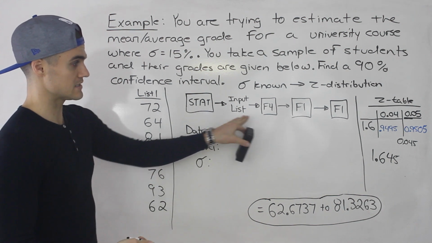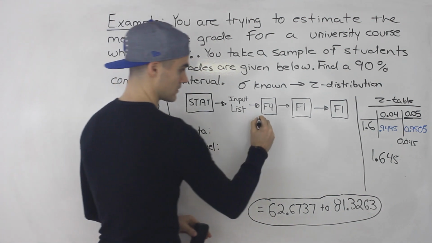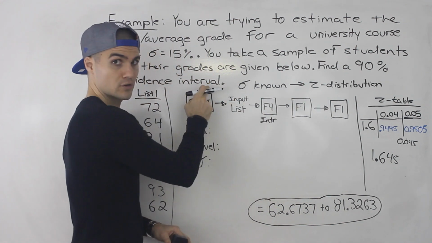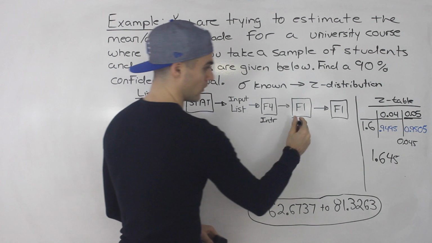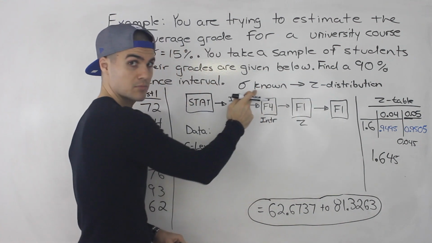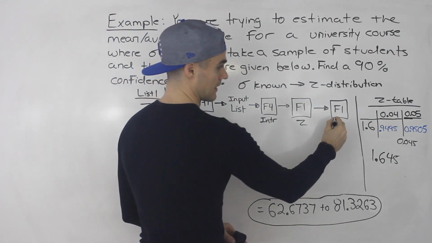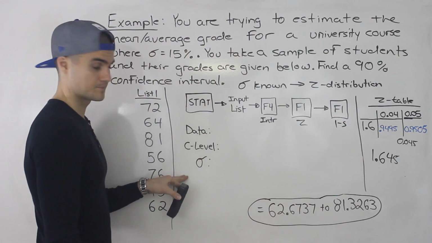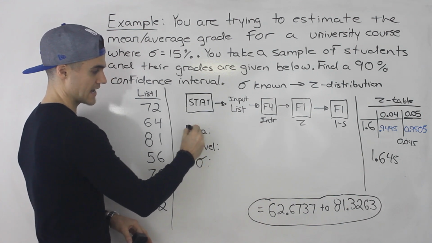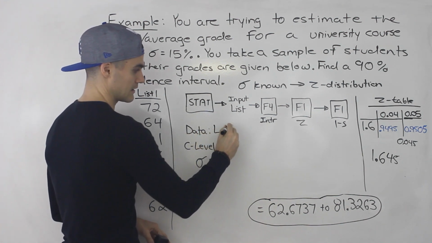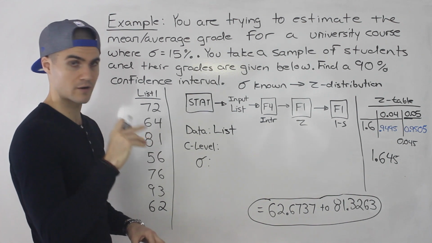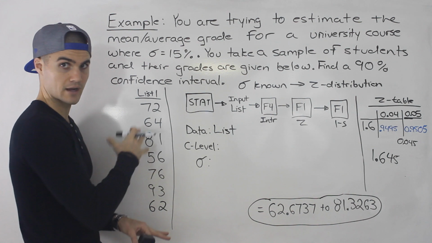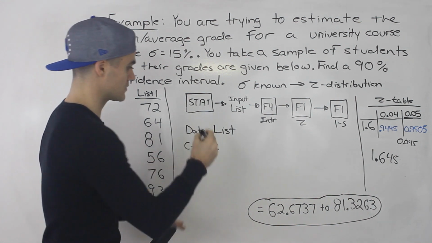So after you input the list, then you hit F4, right? So that's going to be INTR, which is short for interval, confidence interval. F1, because we're using the Z distribution since the population standard deviation is known. And then we're doing it for one sample. And then you're going to get to this here. And you've got to make sure that this data over here says list. Before we were putting in variable, but now we want to refer to the list to get all of the data. Confidence level is going to be 0.9.